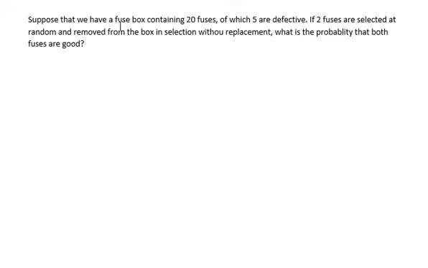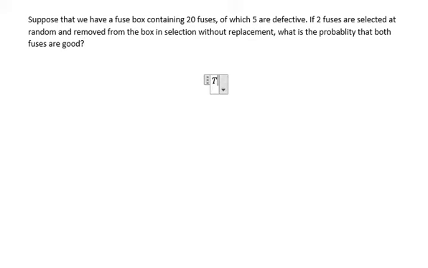Suppose that we have a fuse box containing 20 fuses, of which 5 are defective. If 2 fuses are selected at random and removed from the box in selection without replacement, what is the probability that both fuses are good? So I will show the technique how to answer the question.